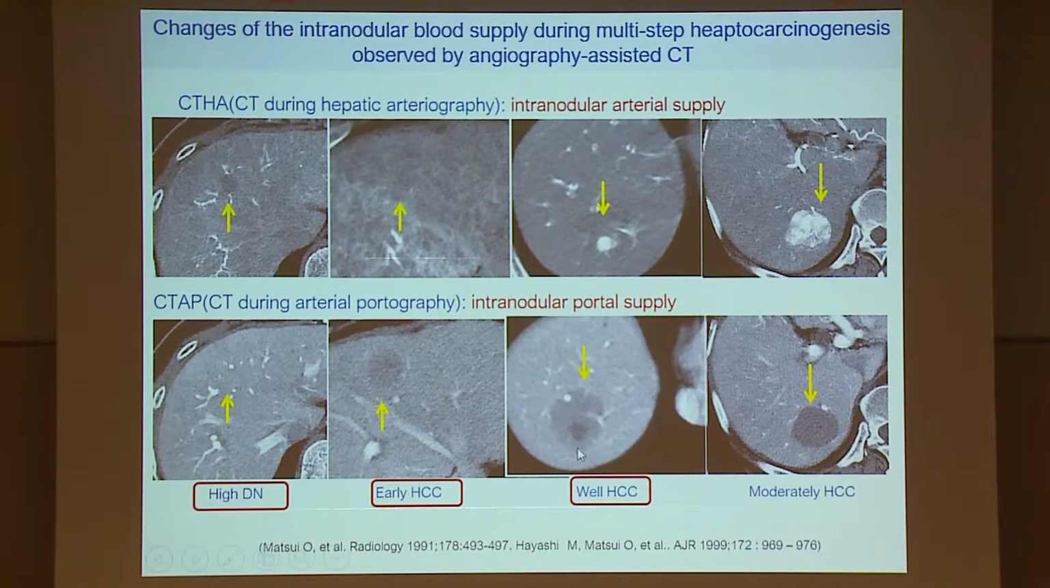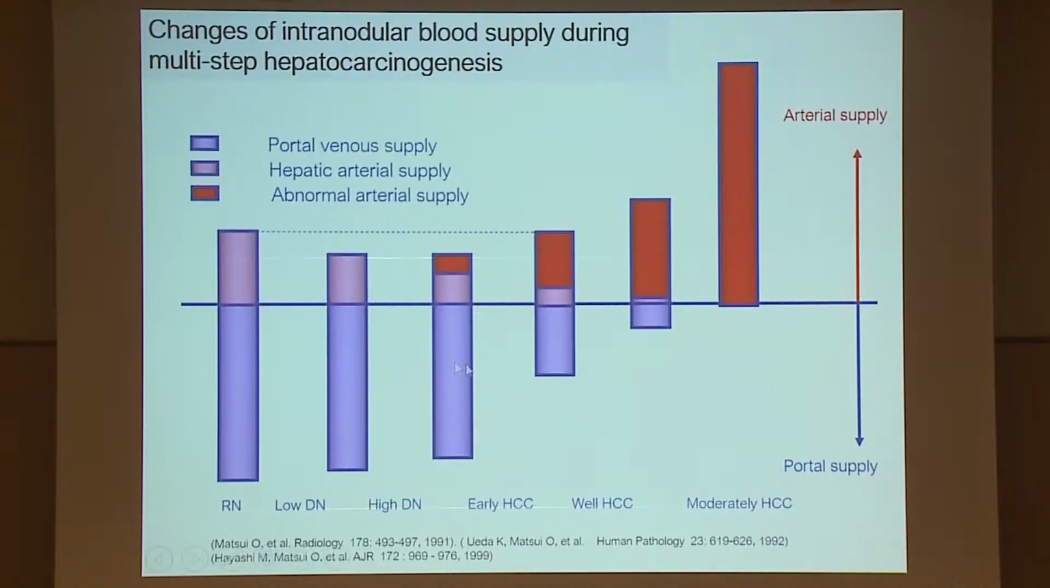In well-differentiated HCC, the blood supply pattern is very heterogeneous. This is one example, but not typical. In this case, the entire nodule shows decreased portal supply and almost the same internodular arterial supply. And a focal portion shows definitely increased arterial supply and portal perfusion defect. This area shows portal perfusion defect. In moderately differentiated HCC, the entire nodule is fed by artery, with extreme hypervascularity and complete portal blood flow depression.